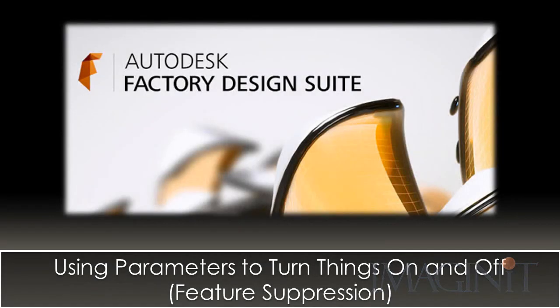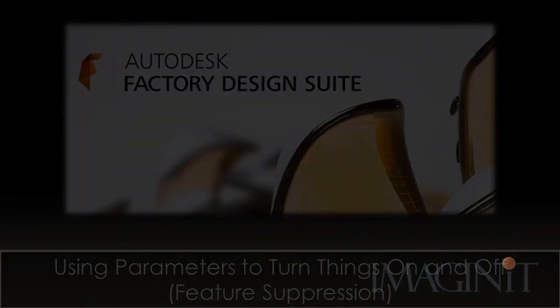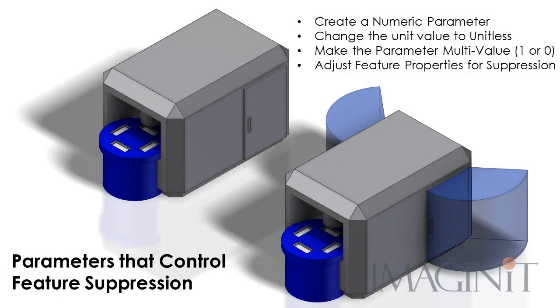In this portion of the presentation, I'm going to show you how to use a parameter to turn things on or off, or to suppress a feature. In our example, we have a CNC machine with clearance zones. Sometimes I want the clearance zones to be active, and sometimes I don't. To do this, we'll simply make a multi-value parameter with the values 1 or 0. If the value is 1, then the clearance zone feature will be active. If the value is 0, the clearance zones will be suppressed.